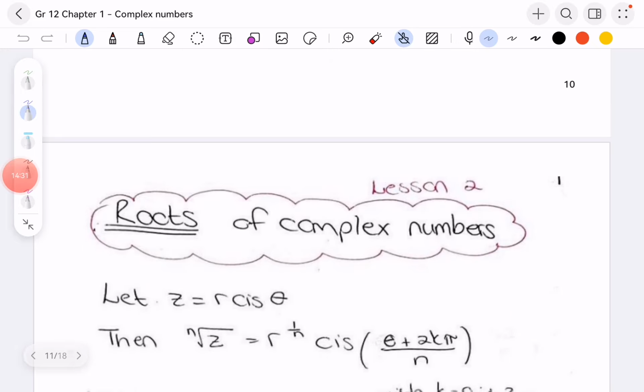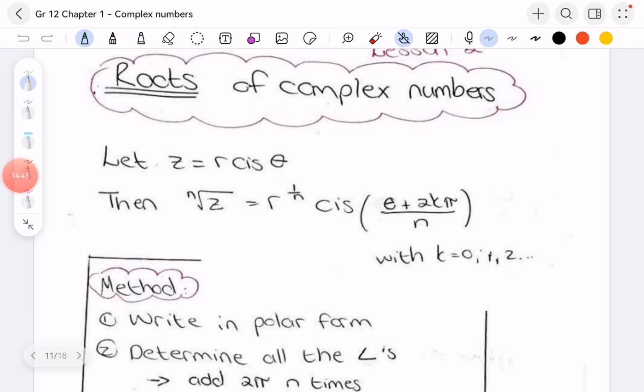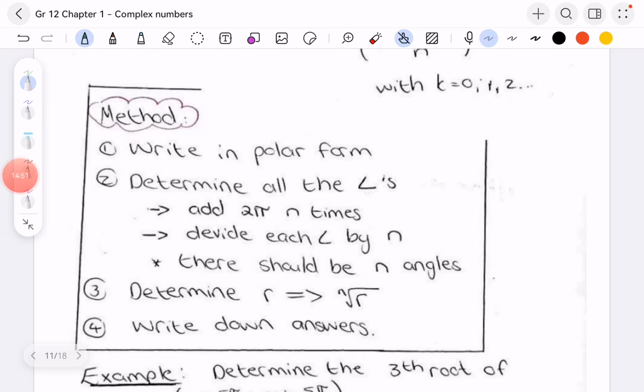And that was lesson 1. Lesson 2, we started with the roots of complex numbers. So there is more than one way to do it. I'm going to show you a different way, in my opinion an easier way, but here is the formula that you can use. So to get the root, we have to follow the following method.